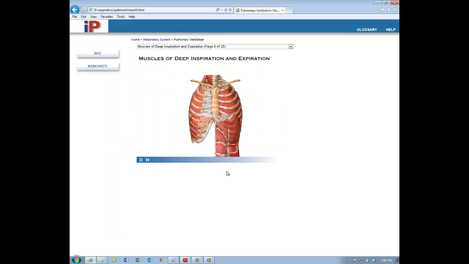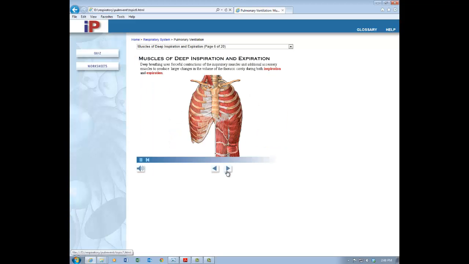Deep breathing uses forceful contractions of the inspiratory muscles and additional accessory muscles to produce larger changes in the volume of the thoracic cavity during both inspiration and expiration. During deep inspiration, the diaphragm and the external intercostal muscles contract more forcefully than during quiet breathing. Additionally, the sternocleidomastoid and scalenes contract, lifting the rib cage higher. These actions further increase the volume. As we learned from Boyle's law, this decreases the pressure within the thoracic cavity.